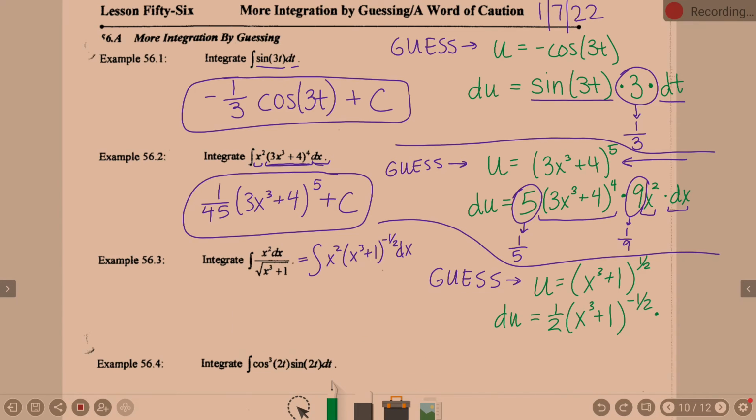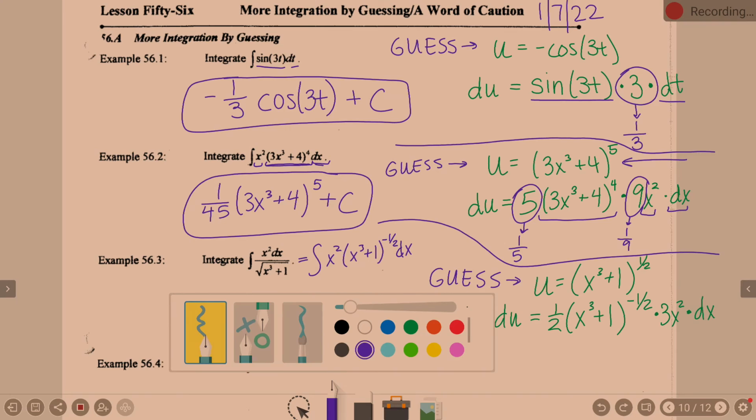I probably said the wrong thing too, then, in my guess. So, okay, keep the inside the same. Times what? The derivative of the inside. I would have figured out my mistake at this point. I would have been really confused. The derivative of x cubed plus 1, 3x squared, and this is all done in x's, so times dx. Okay. Does it all match?